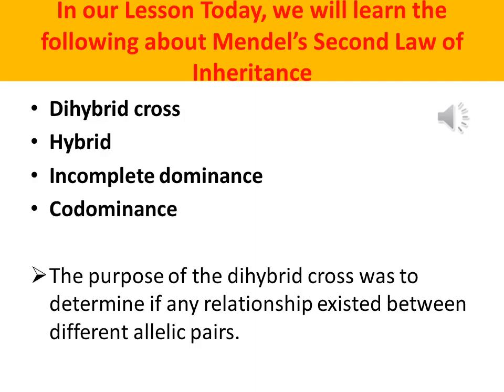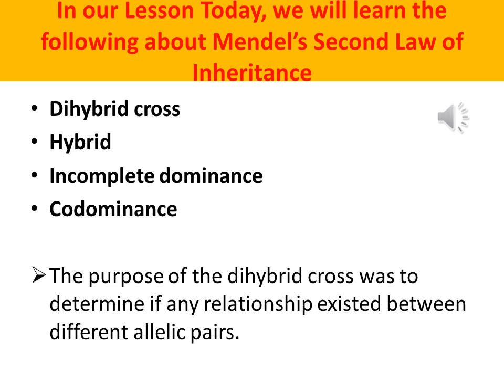In our lesson today, there are some terms we need to know concerning Mendel's second law of inheritance. First is a dihybrid cross. A dihybrid cross is a cross between two parents that differ in two alleles. Second is a hybrid. A hybrid is an individual that is heterozygous for two alleles.